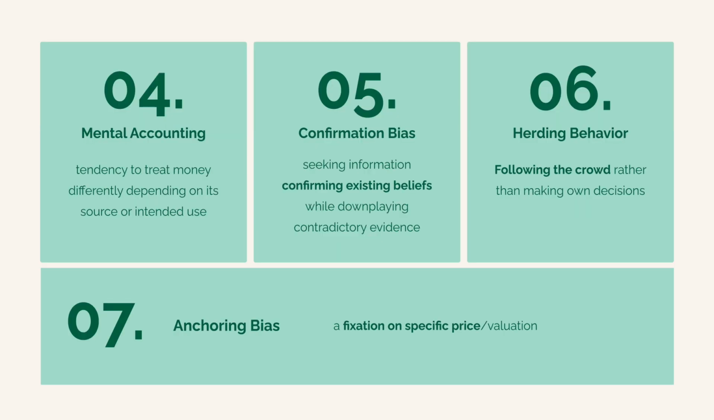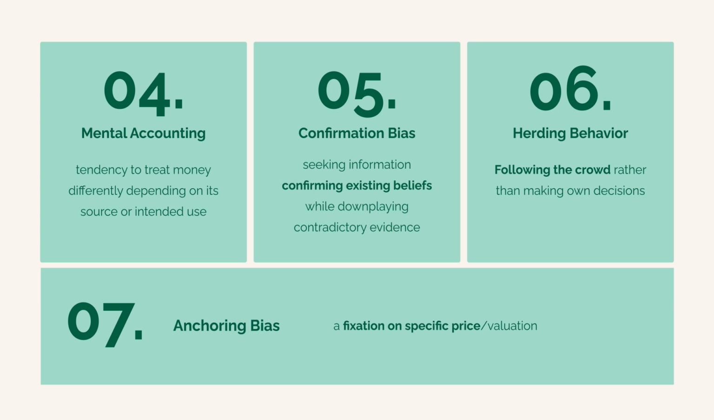The fourth is mental accounting. This is the tendency to treat money differently depending on its source or intended use. So, easily earned money could lead to less care in spending that money when it comes to investing, or a different risk tolerance when it comes to spending certain money that may be earned easily or might have taken more effort to earn. The fifth one is confirmation bias.